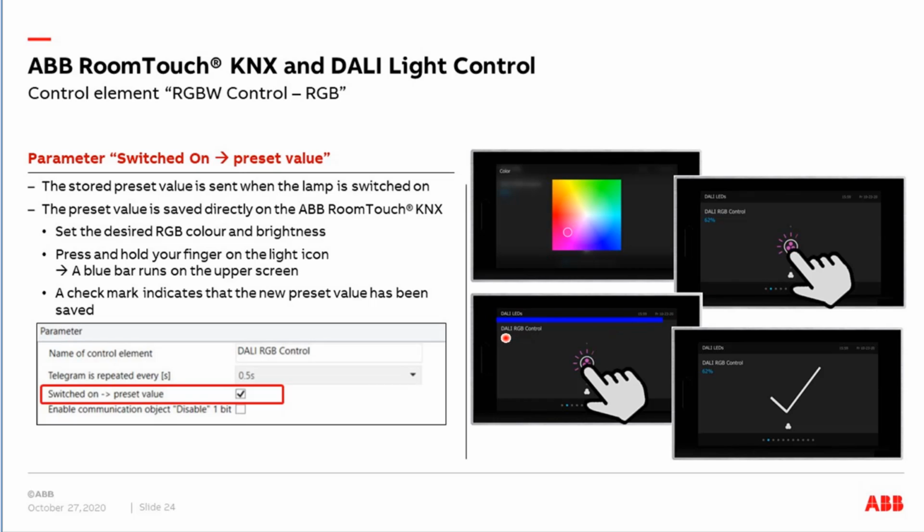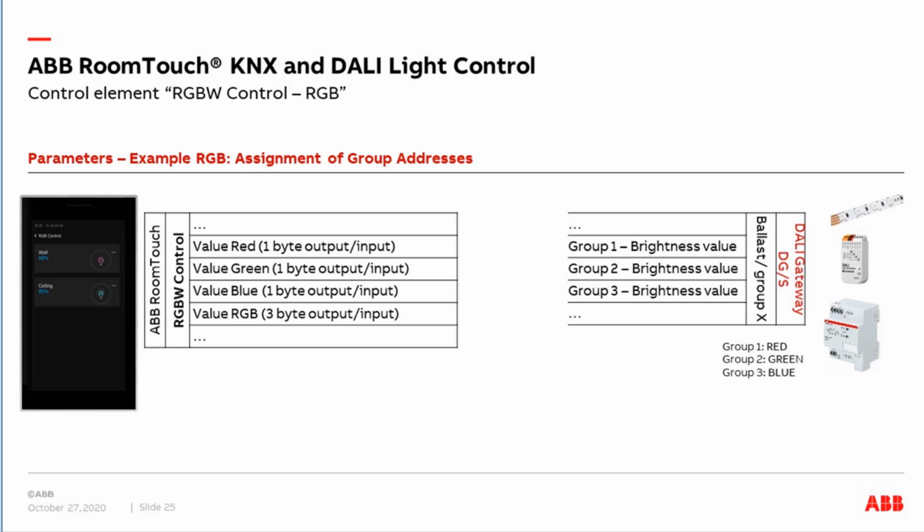Then what happens is that the blue bar runs on the upper screen and shows he is now in this, let me say, learning mode. After 2 seconds, he gets a check mark as the indication that this new preset value has now been stored. So now when he changes the color again, switches off, and switches on again, the RoomTouch always sends exactly this stored preset value. It's an option, yes or no, if you want to use it or not.